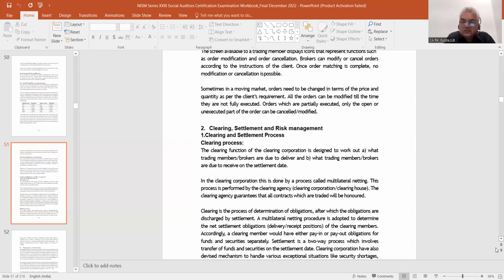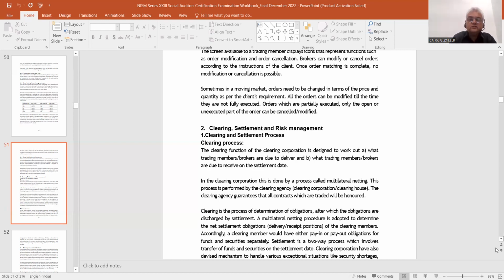So clearing is the process of determination of obligations, after which the obligations are discharged by settlement. A multilateral netting procedure is adopted to determine the net settlement obligation, delivery or receipt position of the clearing members. Accordingly, a clearing member would have either pay-in or payout obligation for funds and securities separately. Is it okay? In net, you have to pay say 10 crores or you have to deliver this much securities. So there will be either pay-in or payout obligations for funds and securities. So settlement is a two-way process which involves transfer of funds and securities on the settlement date.